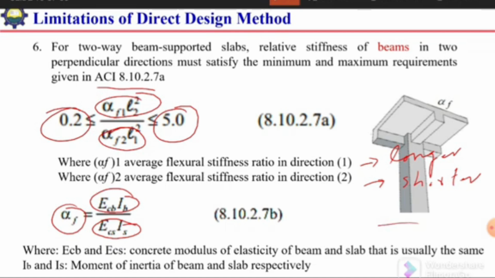Okay, here the question is how we can find this IS and IB. So once we have IS and IB for the beams of the panel, then we can calculate alpha F and this ratio.